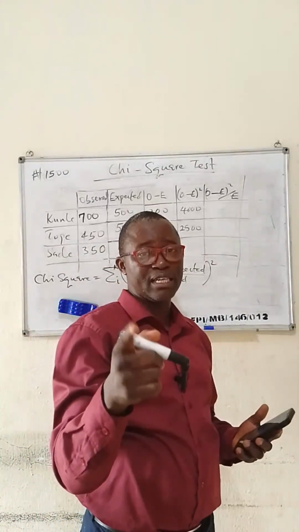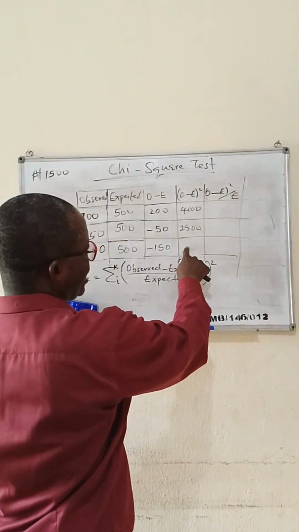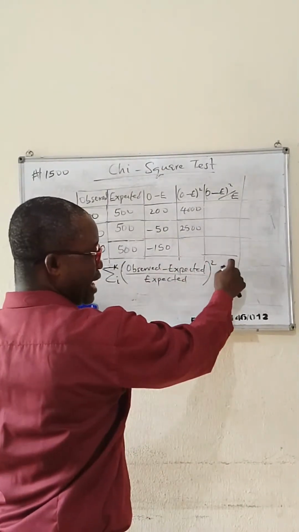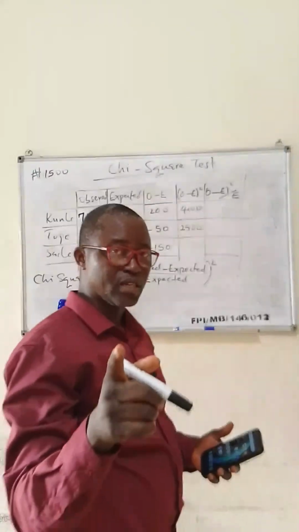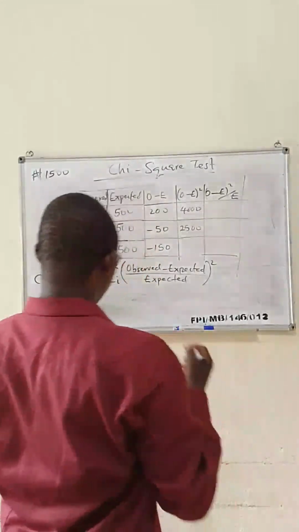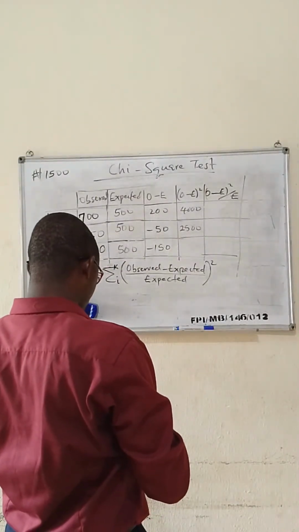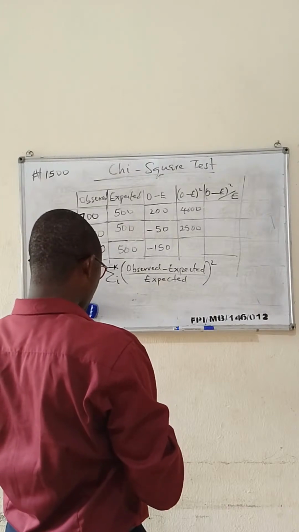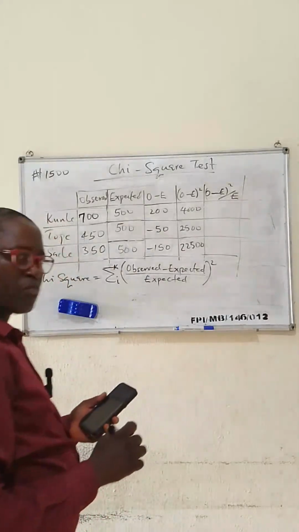I have seen that error in the exam over and over again, that somebody will multiply this and put minus. And at the end of the day, when you finish this division, the total answer you are going to get for the chi-square will be wrong. Please take note. There's no minus there. So 150 times 150, or minus 150 times minus 150, is 22500. It is not minus.